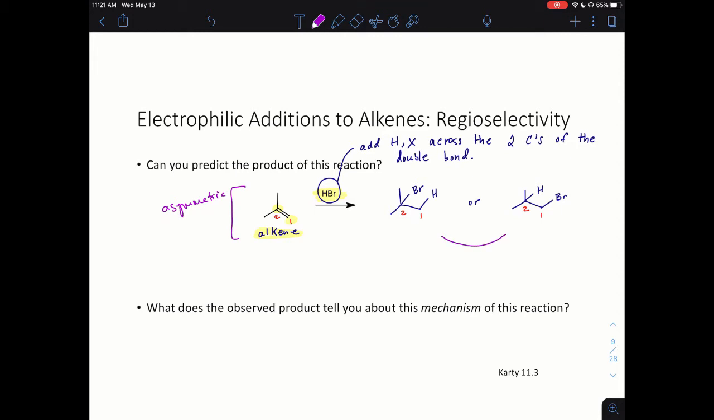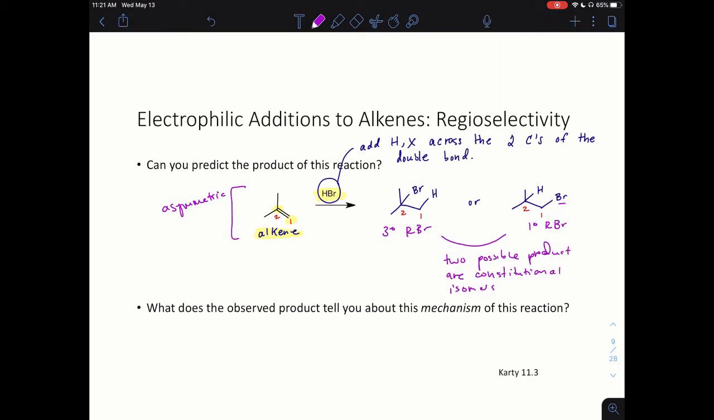What I mean is that the two possible products here are constitutional isomers of one another. Hydrogen could add to C1 and bromine to C2, or hydrogen could add to C2 and bromine to C1. However, only one of these products is formed. So there's a tertiary alkyl halide possible and a primary alkyl halide possible.